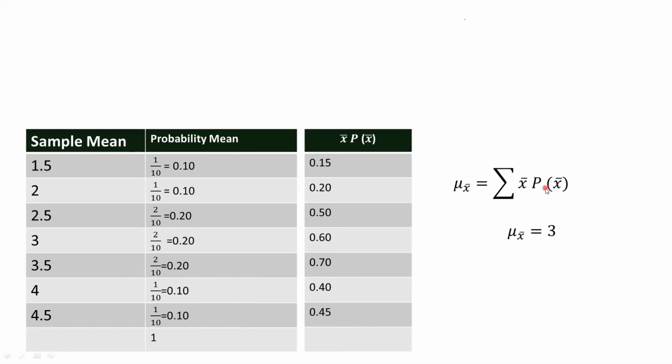So, to get the mean of the sample mean, we are going to add this. Ayan, i-add natin ito. So, paano ba natin siya i-add? So, 0.15 plus 0.20 and so on is equal to 3. So, the mean of the sample mean is equal to 3. So, tatandaan natin tong sample mean natin na 3.